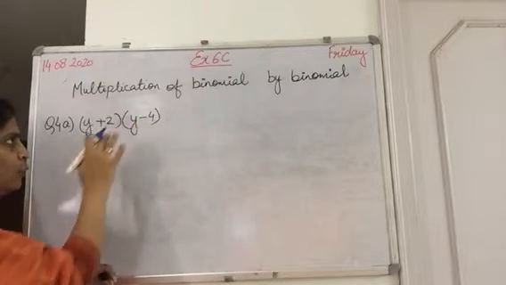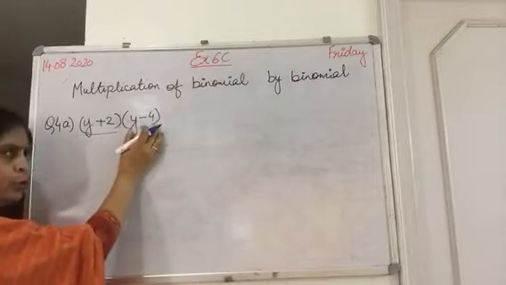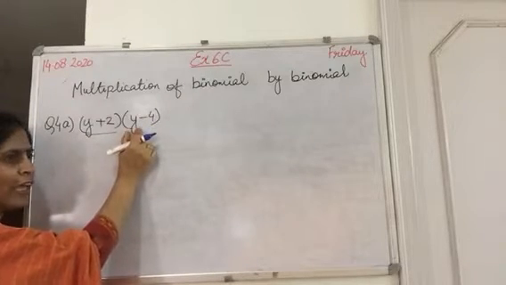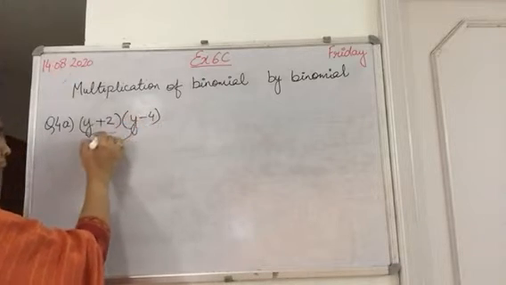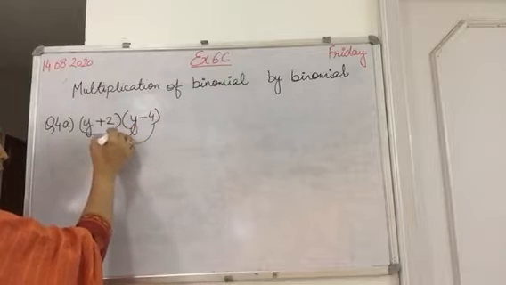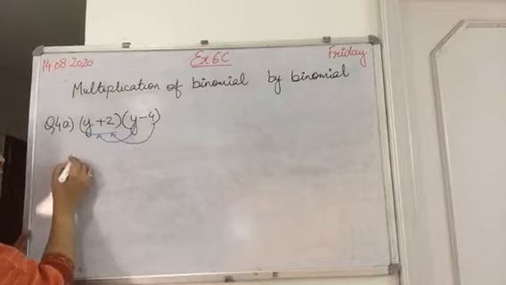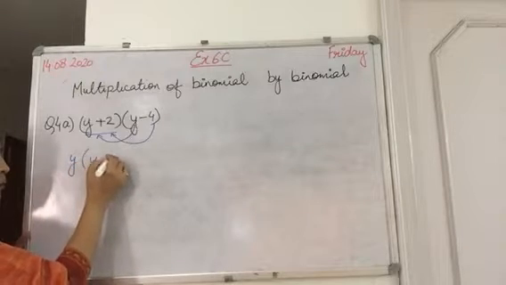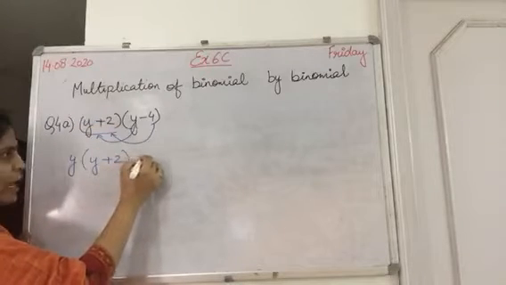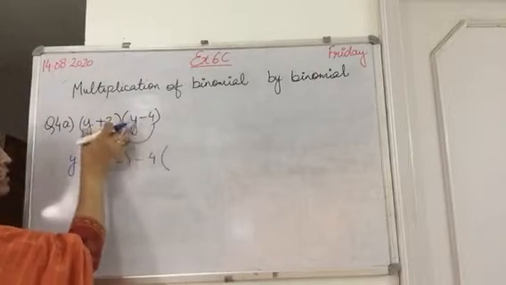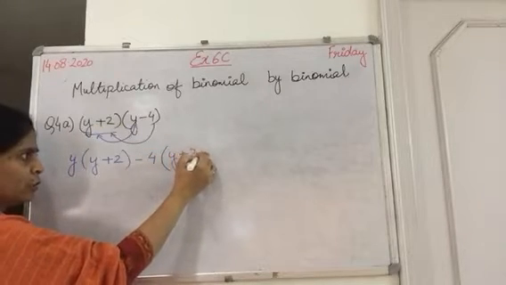I am breaking down the later part. I break it down into two parts. So what are the two terms? Y and minus 4. So this y will be multiplied by this, and then this minus 4 will be multiplied by this term. Now let's start. Y plus 2. This y will be multiplied with this binomial. Minus 4. This 4 will be multiplied by y plus 2.